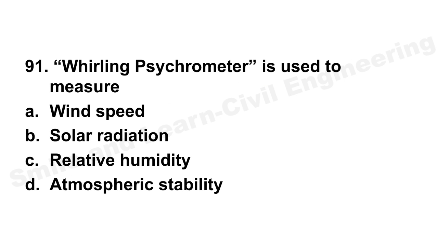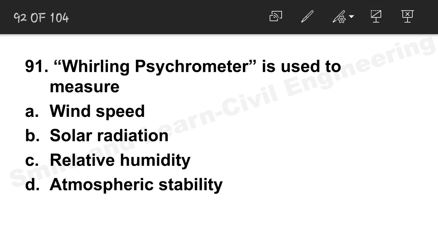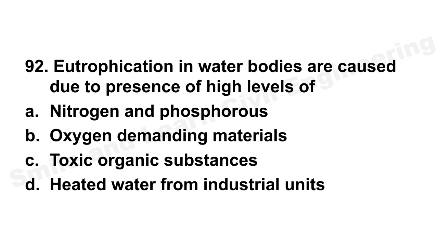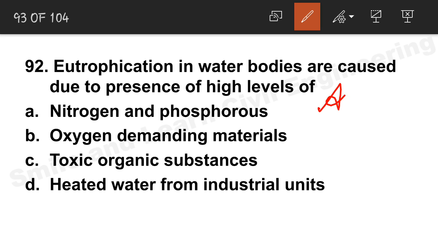Question number 91, whirling psychrometer. So whirling psychrometer or sling psychrometer is used to measure relative humidity. Option C is the correct answer. Question number 92, eutrophication in water bodies is caused due to presence of, actually eutrophication is due to algal bloom, okay. You see some kind of lakes where you will see green and blue algae floating, that is eutrophication that has happened. So they increase the levels of nitrogen and phosphorus. Option A is the correct answer.